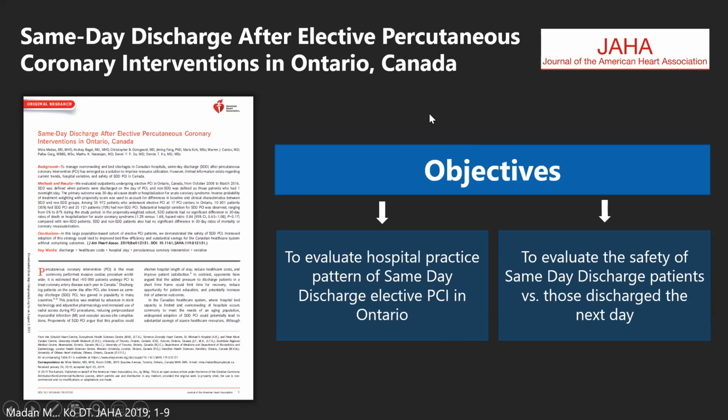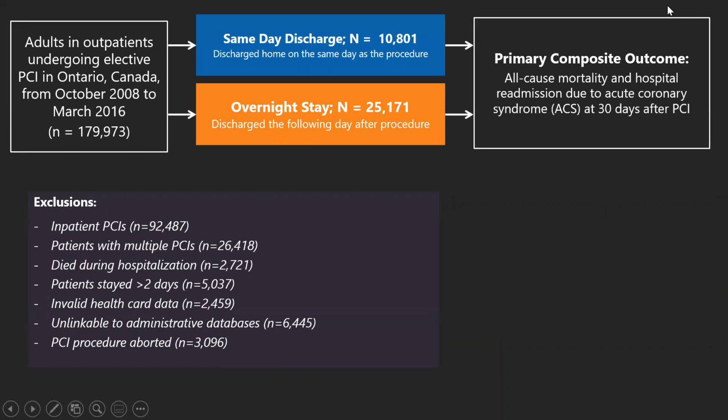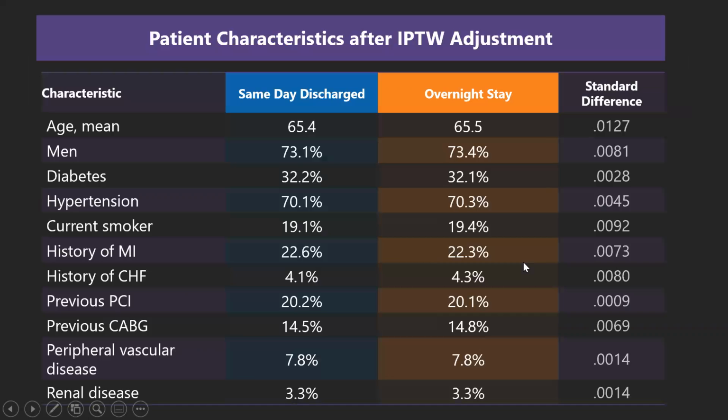The first aim was to evaluate the hospital practice of same-day discharge after elective PCI in Ontario. Number two was to evaluate the safety, because there's always a concern that people could do worse after early discharge. Using a similar database, we looked at all the PCI done from 2008 to 2016 with various exclusions. At the end, we had two groups: about 10,000 people discharged the same day and about 25,000 discharged overnight. Our outcomes were all-cause mortality and hospital readmission due to ACS within 30 days. We chose a very short outcome window because this should impact really early on, not for a long time.